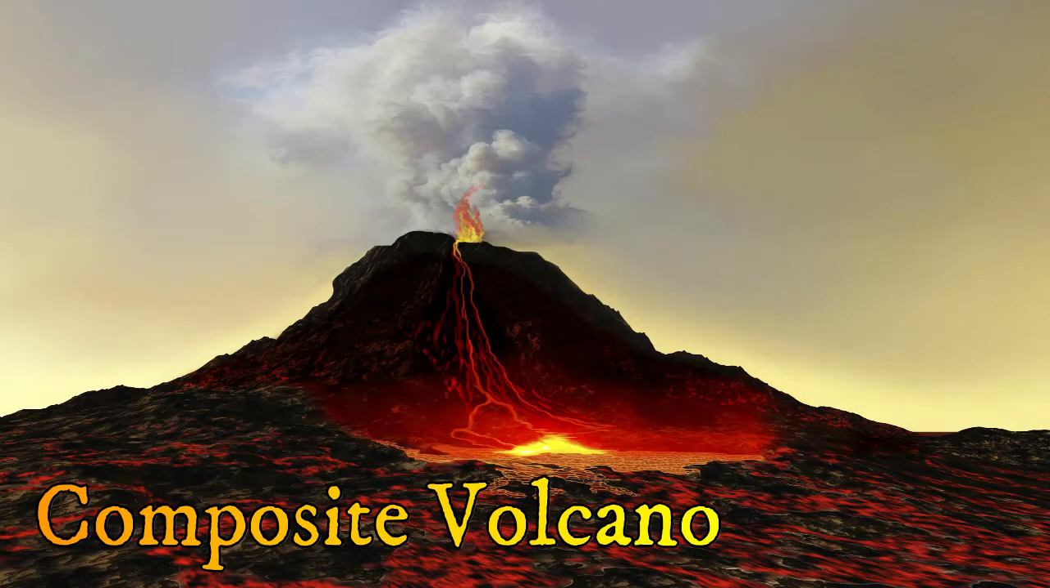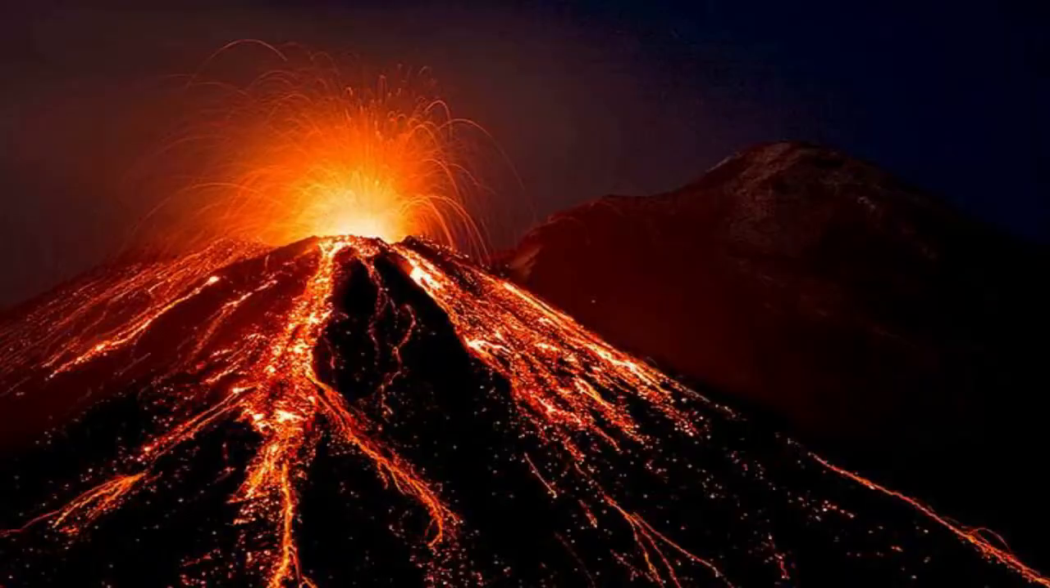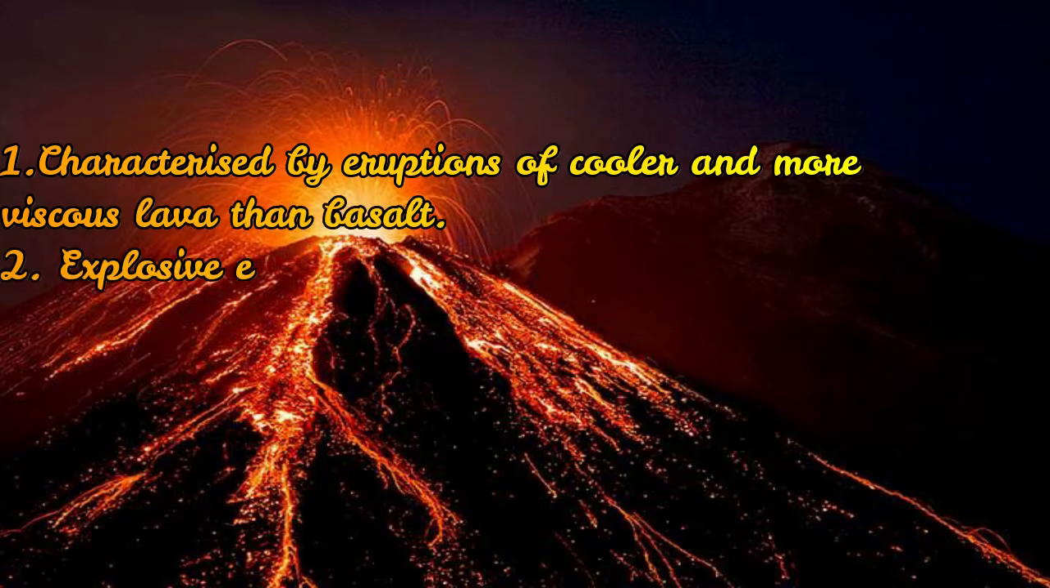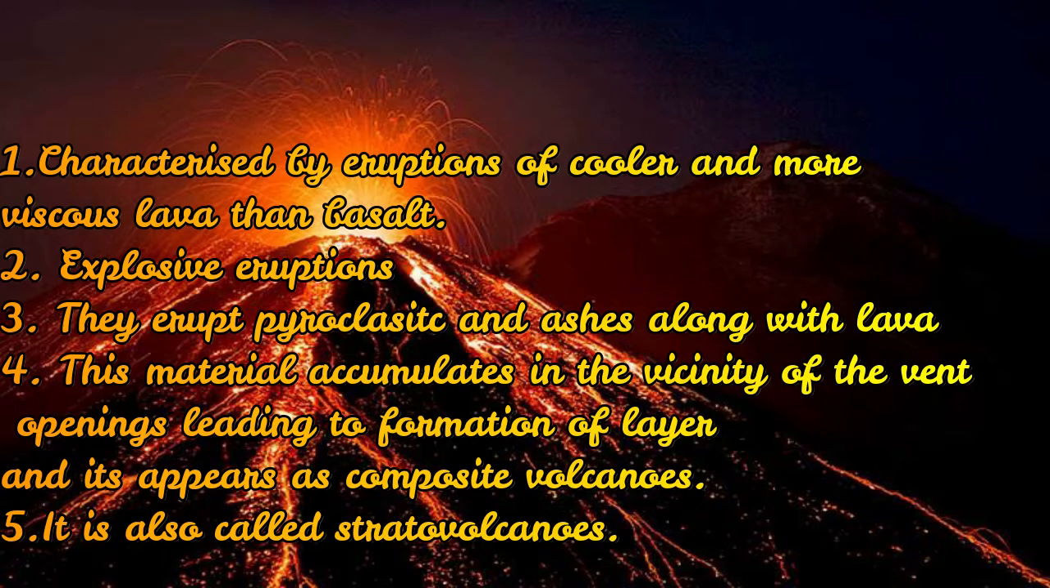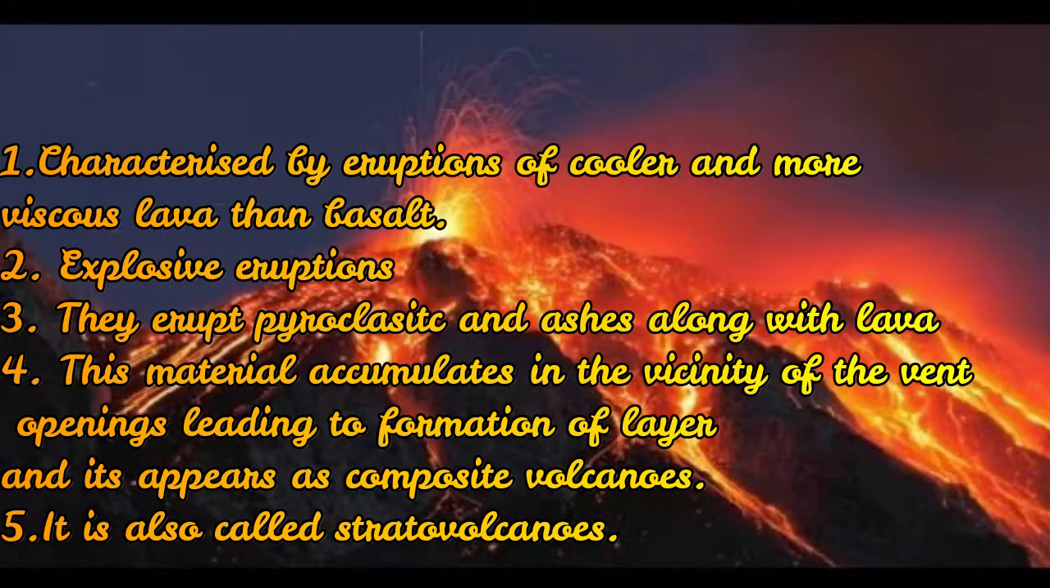Number 2 are the composite volcanoes. The composite volcanoes are characterized by eruptions of cooler and more viscous lava than basalt. They are of explosive eruption nature. They erupt pyroclastic materials and ashes along with lava. This material accumulates in the vicinity of the vent openings, leading to formation of layers, and it appears as composite cones. And it appears as composite volcanoes. It is also called stratovolcanoes.